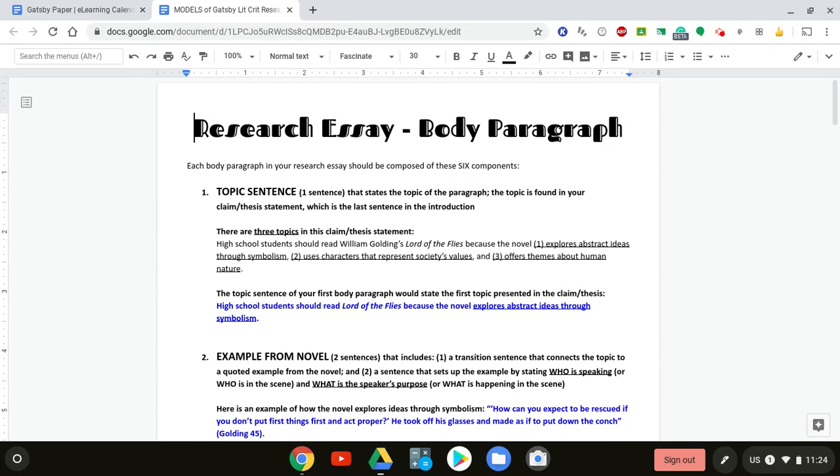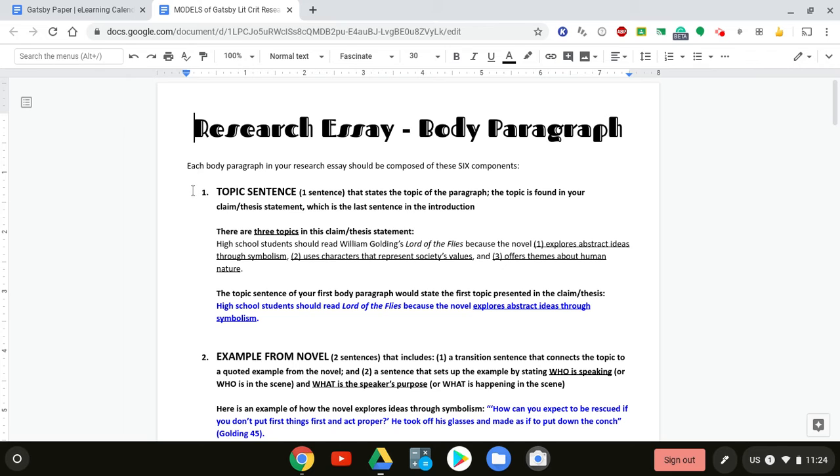So at the top of this document, it lists the different parts of the body paragraph that you will need to have in your body paragraphs. So we're using the Lord of the Flies example throughout this model. You, of course, will be applying your information that you have for the Great Gatsby.